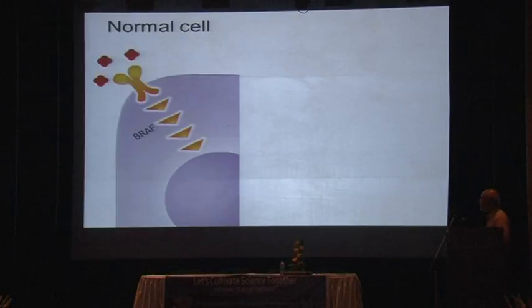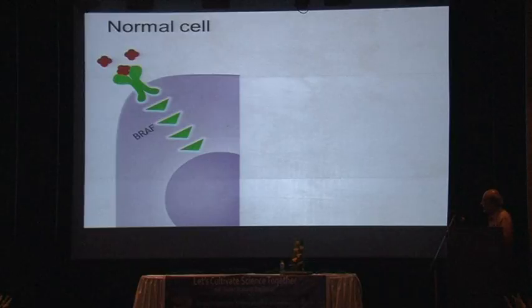So this is what the gene does. The gene produces a protein, the BRAF protein, and what this protein does is regulate signaling from outside of the cell to inside of the cell. So it's taking signals from outside of the cell and pushing them to inside of the cell.